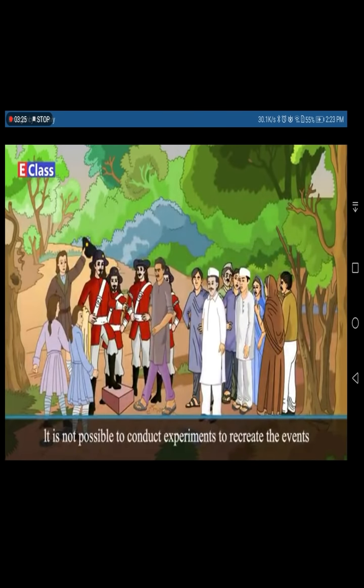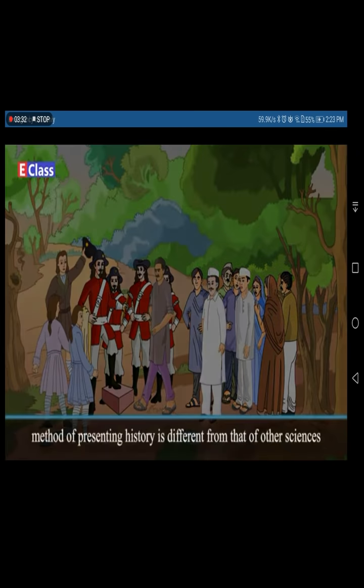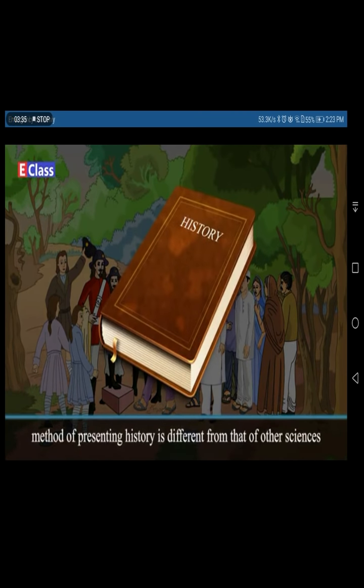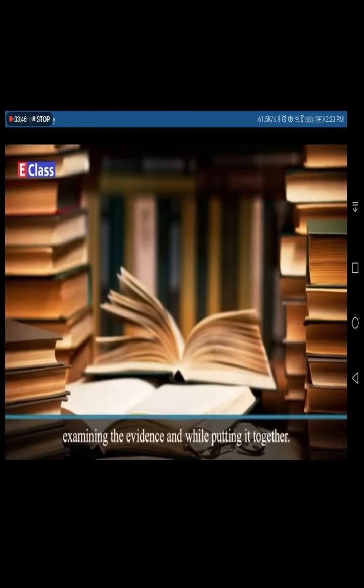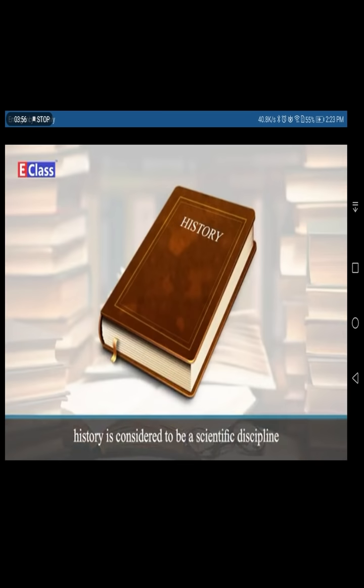It is not possible to conduct experiments to recreate the events that have happened in the past. Therefore, the method of presenting history is different from that of other sciences. Even so, history uses the scientific method at every stage, namely, while looking for and collecting evidence, examining the evidence, and while putting it together. When required, help is also taken from other sciences. That is why history is considered to be a scientific discipline.